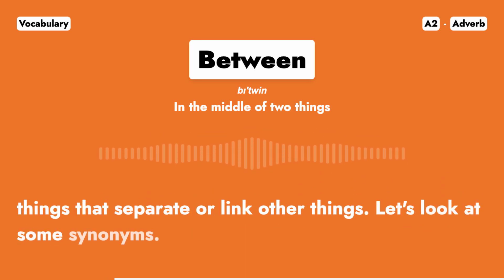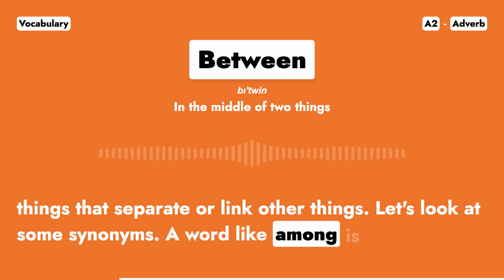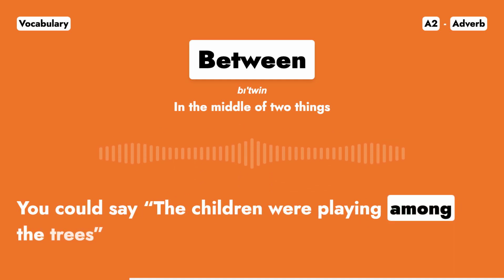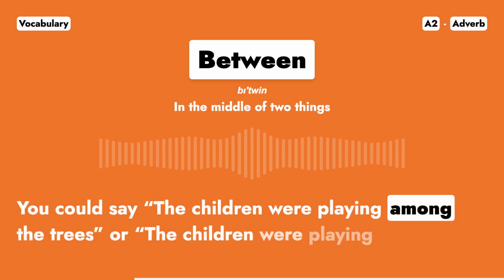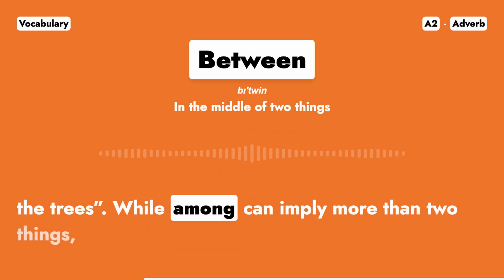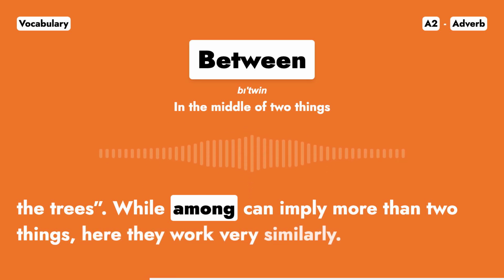Let's look at some synonyms. A word like among is quite similar. You could say the children were playing among the trees, or the children were playing between the trees. While among can imply more than two things, here they work very similarly.